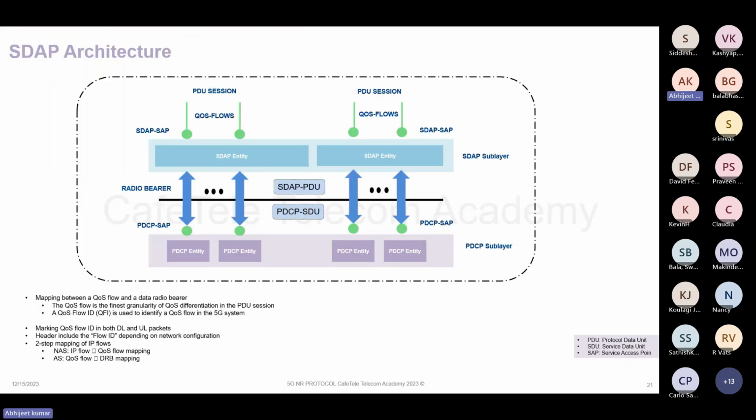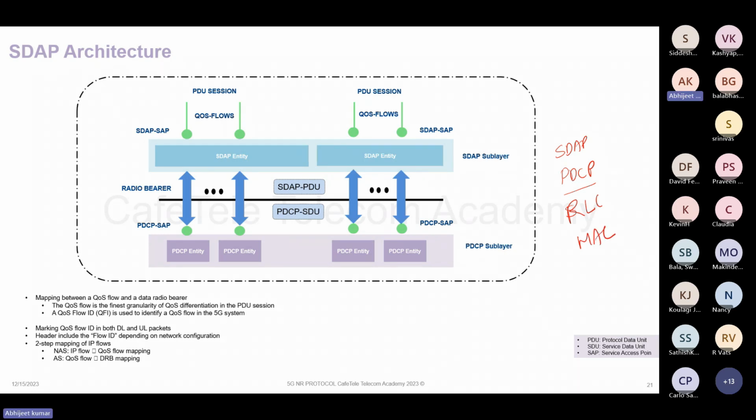Okay, guys. So now the first protocol that we have here is called the SDAP protocol. So what is SDAP? SDAP means Service Data Adaptation Protocol. If you see this diagram carefully, SDAP is located above the PDCP. It means first SDAP will come, then PDCP, then RLC, then MAC.